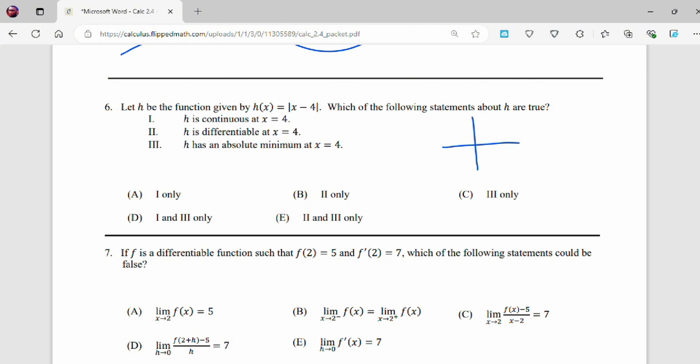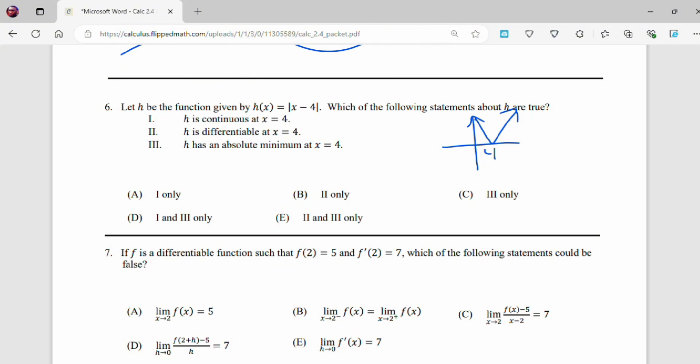X minus 4. And then we have to also know our transformations, and so our transformation here is minus 4. We know that means we're going to have a shift to the right 4 units. Okay. And so this is what our absolute value of x minus 4 looks like.